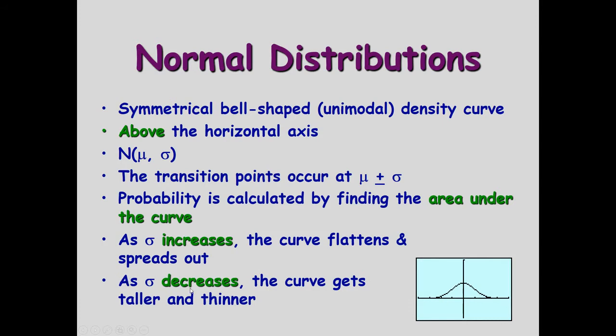As sigma decreases, so your standard deviation goes down, that means everybody's getting closer together, so your curve gets taller and skinnier, so it looks like this. This would be a low standard deviation. Because deviation is how much everybody's going away from the average, so if you have very low deviation, everybody's really close to the average. It's very tall and skinny.